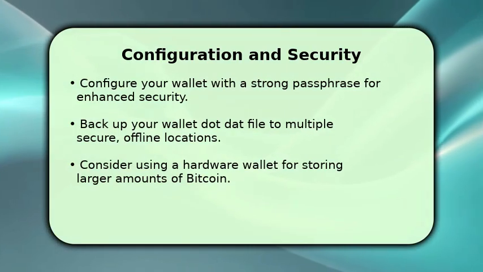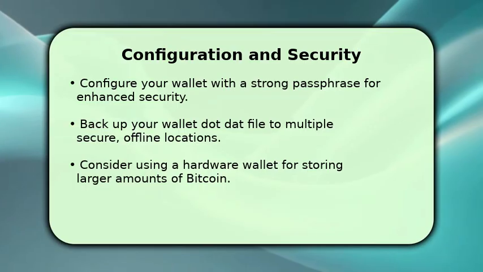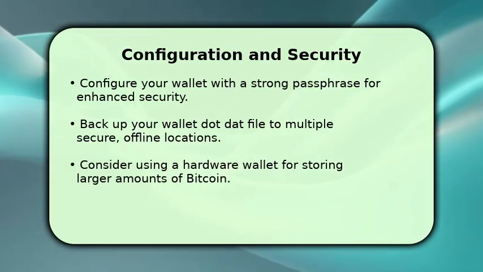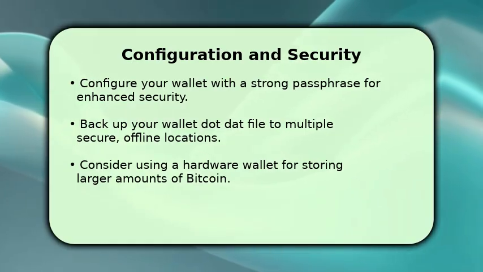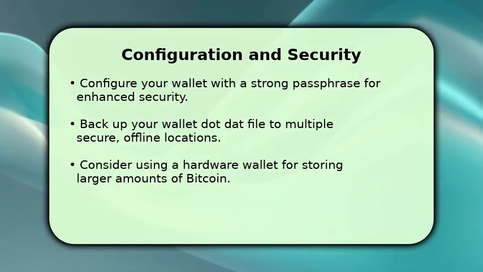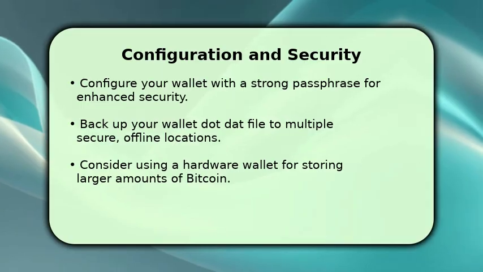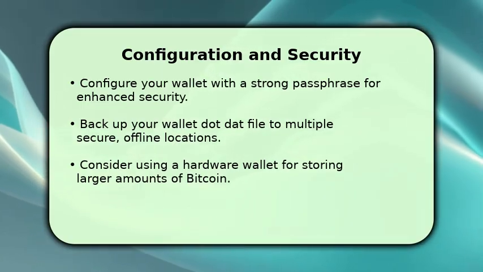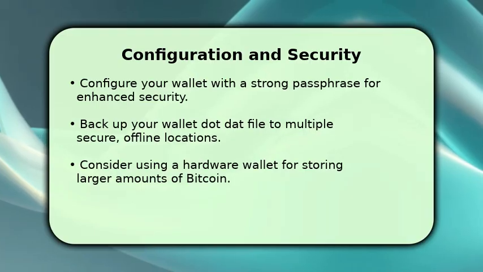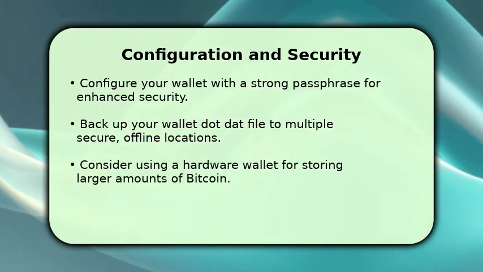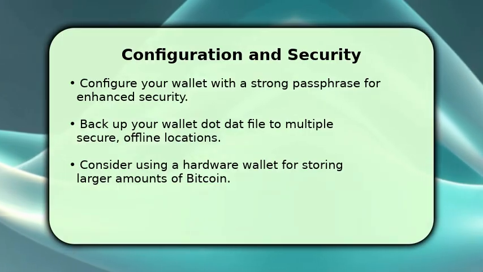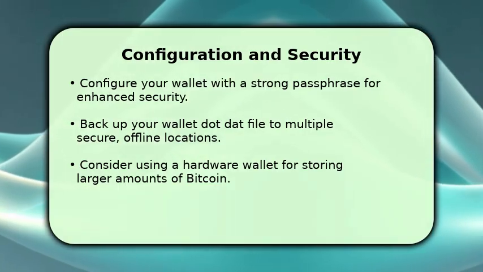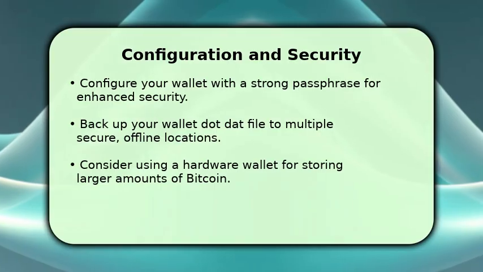After synchronization, it is vital to configure your wallet with a strong, unique passphrase. This adds a crucial layer of security to your funds. Next, create multiple backups of your wallet.dat file and store them in secure, offline locations. This protects your Bitcoin in case of hardware failure or loss. For significant amounts, consider using a dedicated hardware wallet for even greater protection.